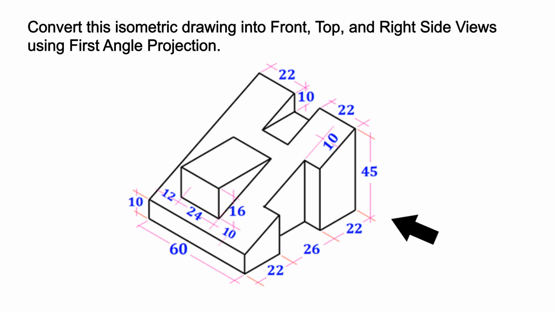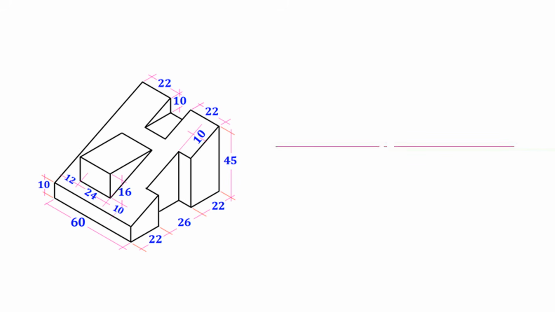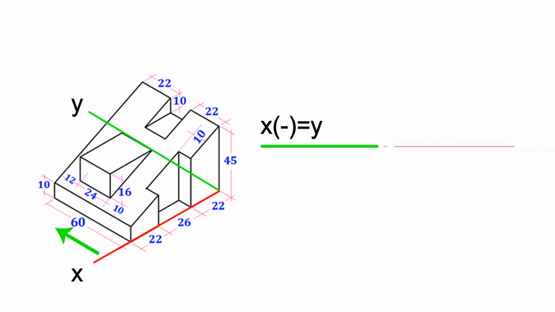We start by drawing a cross on our sheet. First, draw a horizontal line across your sheet. This horizontal line serves two purposes. In the positive direction, to the right, it represents the x-axis, guiding the width of both the front view and the top view. In the negative direction, to the left, it also represents the y-axis, guiding the depth of the right side view. Since in first angle projection, the right side view is placed on the left side of the front view.